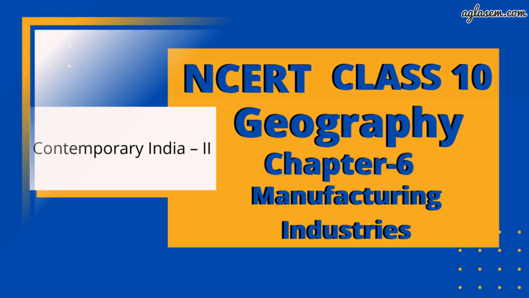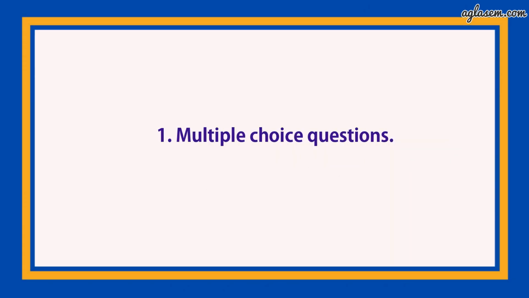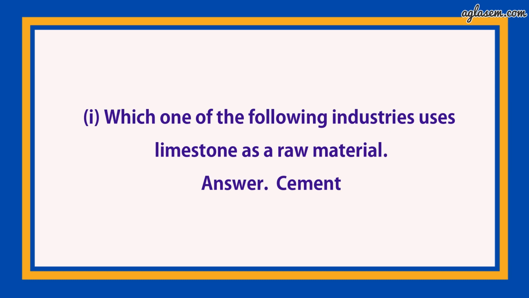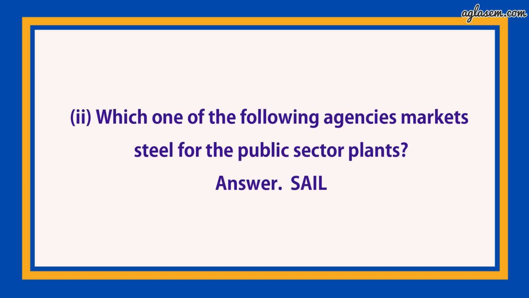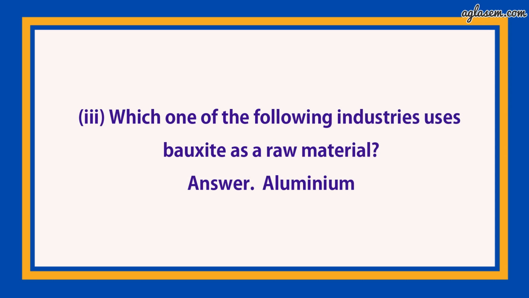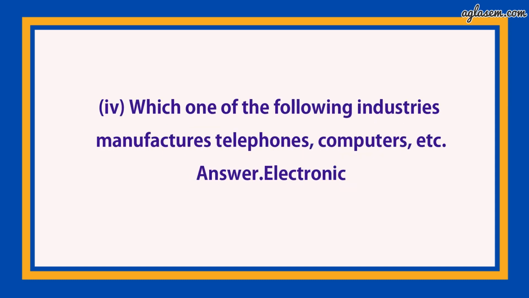Here question number 1 says multiple choice questions. Part 1 says which one of the following industries uses limestone as a raw material? Answer is cement. Second, which one of the following agencies markets steel for the public sector plants? Answer is SAIL. Third, which one of the following industries uses bauxite as a raw material? Answer is aluminium. Fourth, which one of the following industries manufactures telephones, computers, etc.? Answer is electronic.